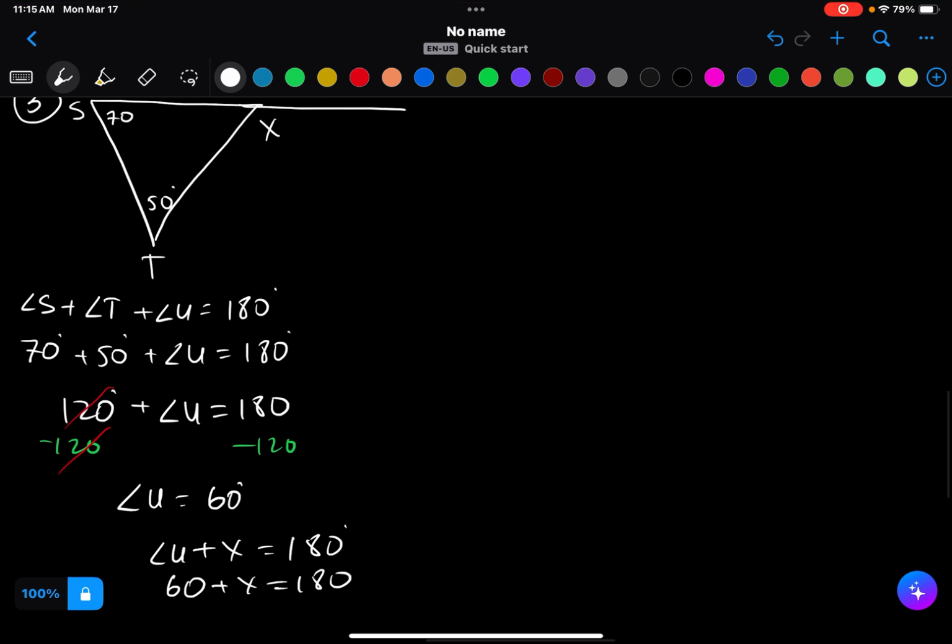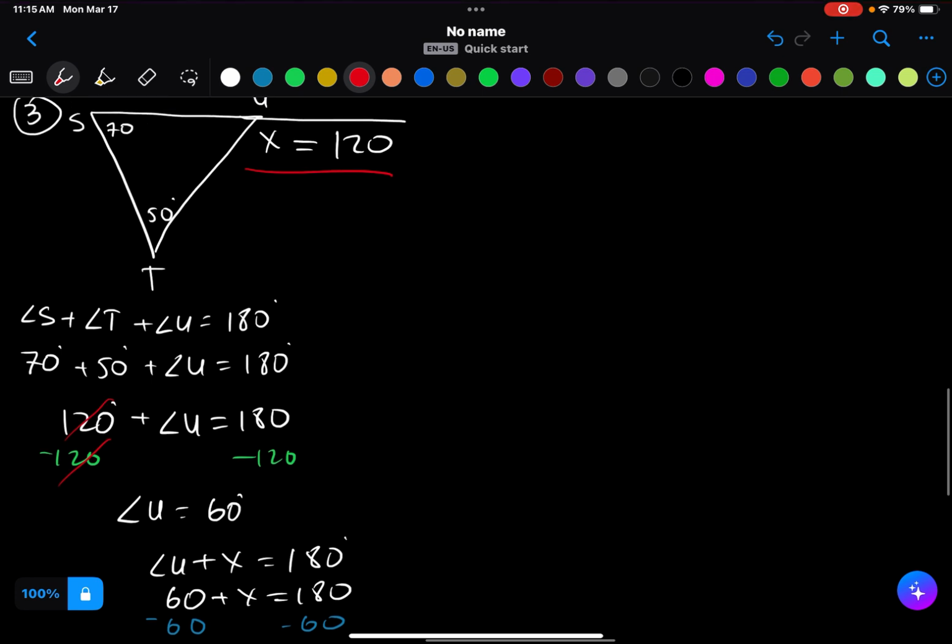If I were to subtract 60 from both sides, I would find out that our missing side x is 120 degrees. So that is our answer right over there up top. I was running out of space. So that's number 3.